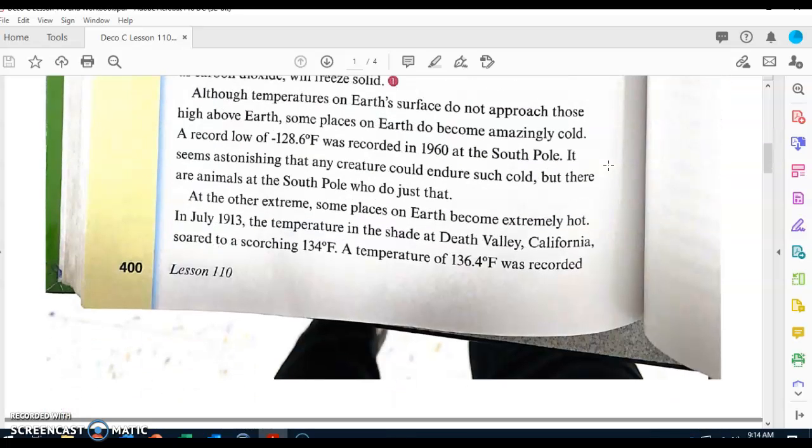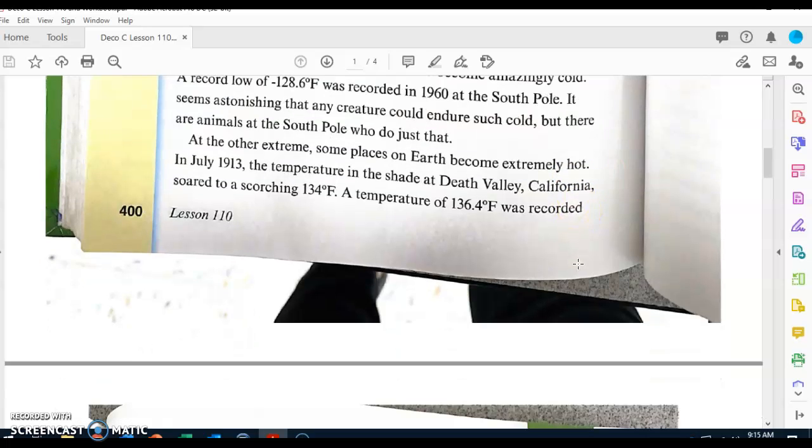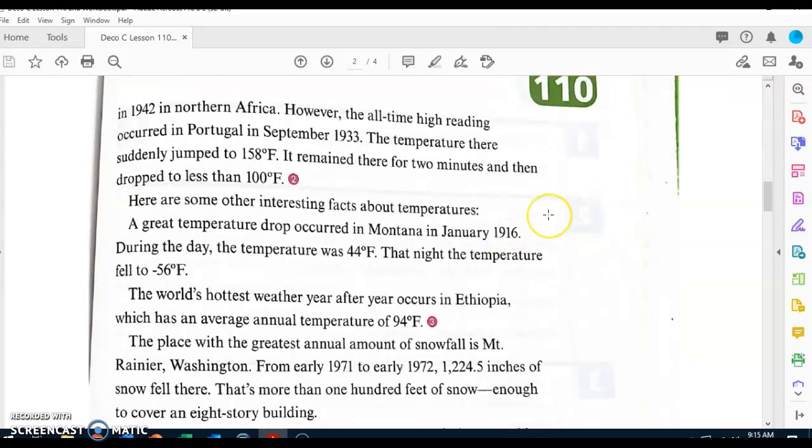Although temperatures on Earth's surface do not approach those high above Earth, some places on Earth do become amazingly cold. A record low of negative 128.6 degrees Fahrenheit was recorded in 1960 at the South Pole. It seems astonishing that any creature could endure such cold, but there are animals at the South Pole who just do that. At the other extreme, some places on Earth become extremely hot. In July 1913, the temperature in the shade at Death Valley, California, soared to a scorching 134 degrees Fahrenheit. A temperature of 136.4 degrees Fahrenheit was recorded in 1942 in northern Africa.